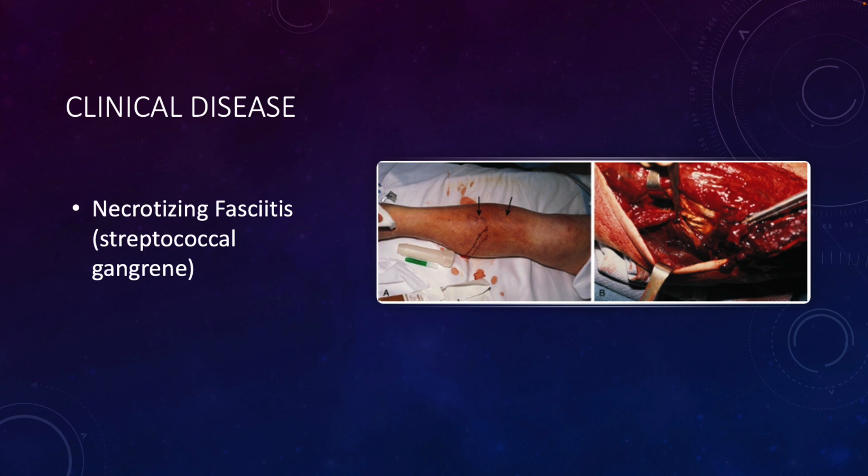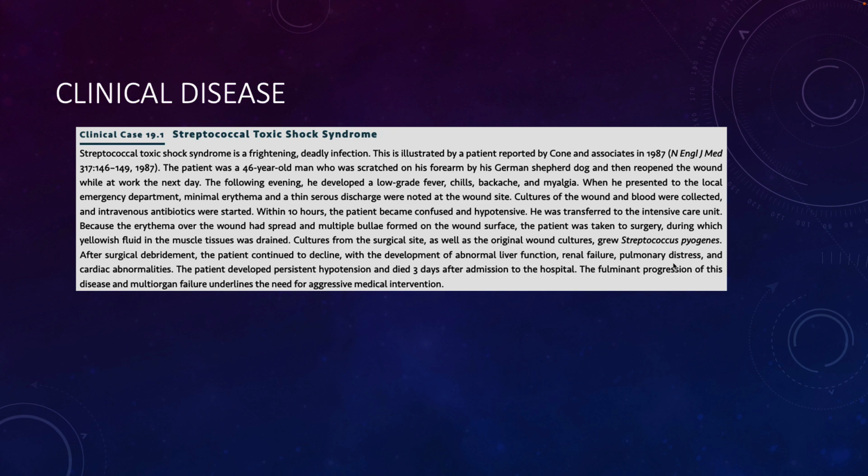So necrotizing fasciitis is not a particular bacteria that causes the disease. It is a disease that can be caused by multiple different bacteria, and Streptococcus pyogenes is one of those. Streptococcus can also cause toxic shock syndrome, just like Staphylococcus. It releases a toxin that can overstimulate the immune system.